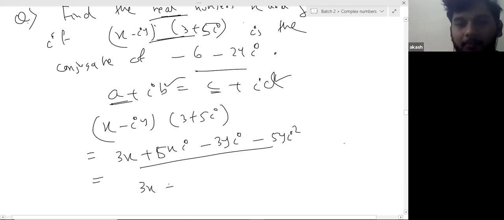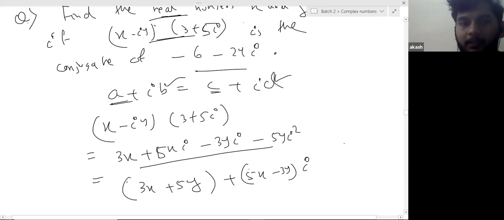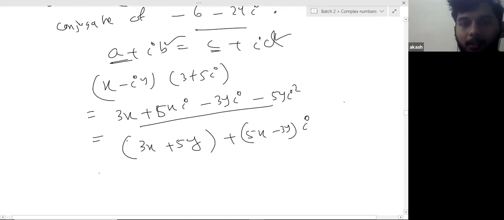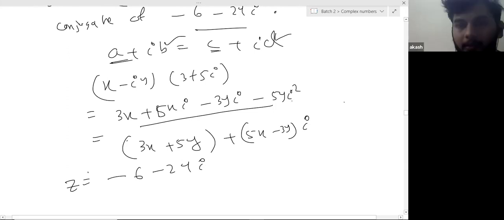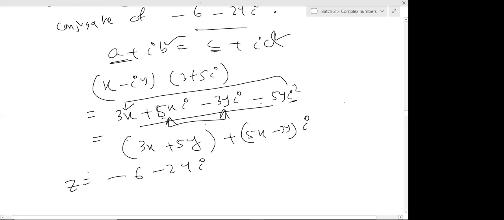So we have 3x plus 5y plus 5x minus 3y, taking i common. Sir, in 3x plus 5y there is no i common, so how did you take i common outside? No, no. See, this i square is this one, so minus minus plus. So these two are together and these two are together. Clear?